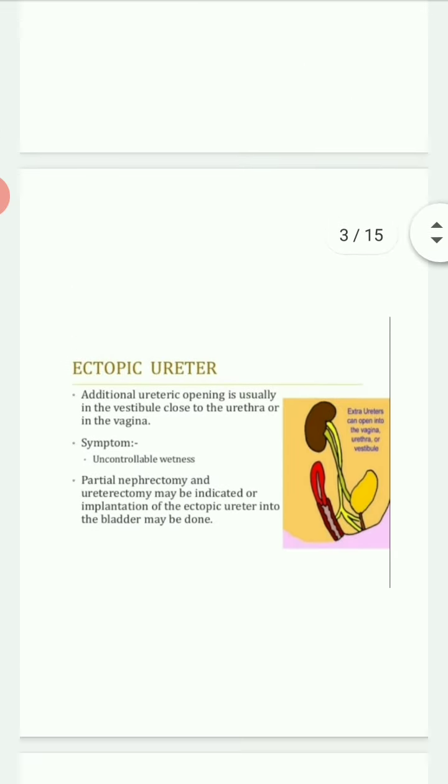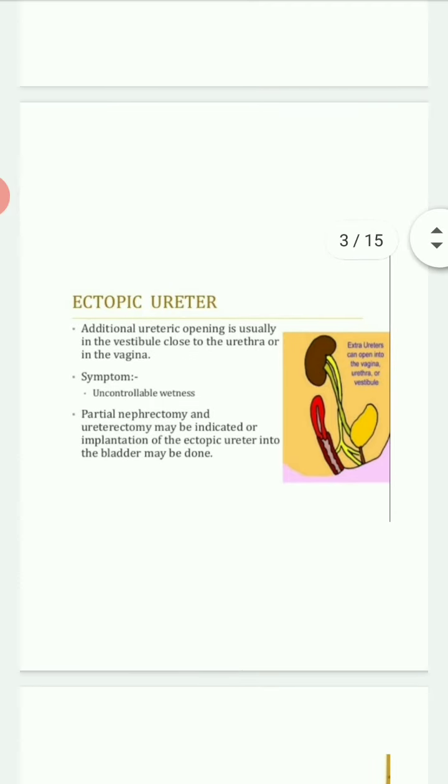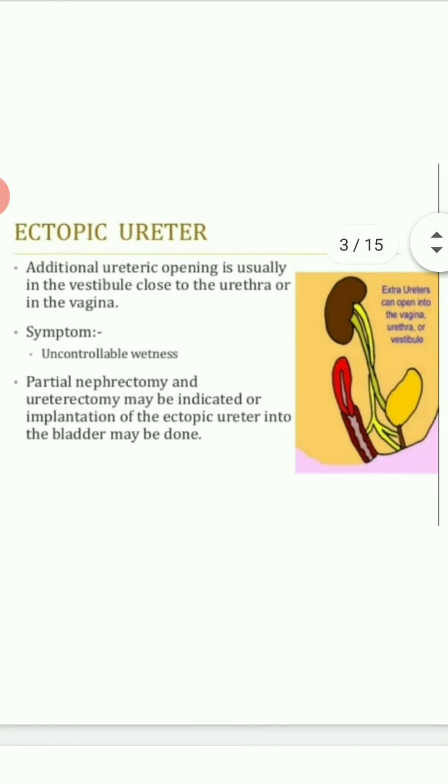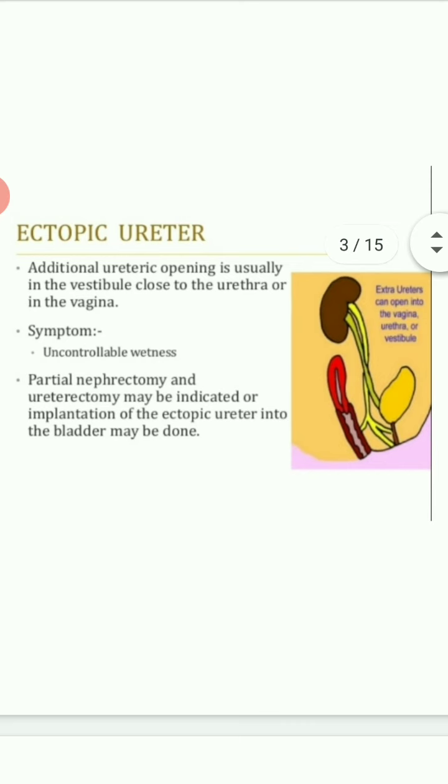Okay, next is the ectopic ureter. In an ectopic ureter, the additional ureteric opening is usually in the vestibule close to the urethra, or in the vagina. Symptom: uncontrollable wetness. Partial nephrectomy and ureterectomy may be indicated, or implantation of the ectopic ureter into the bladder may be done.